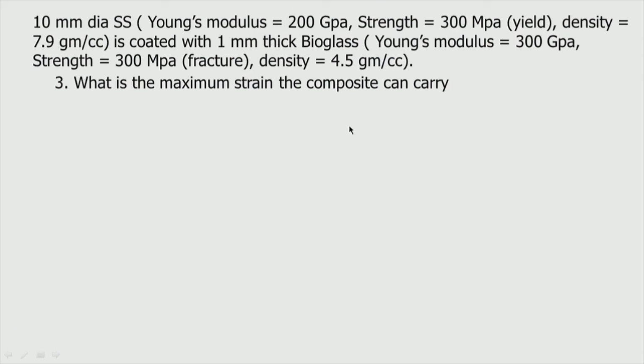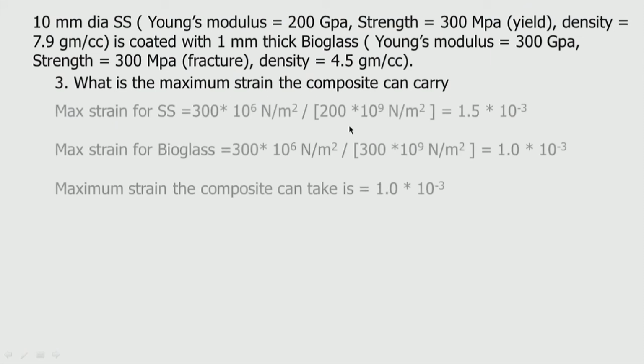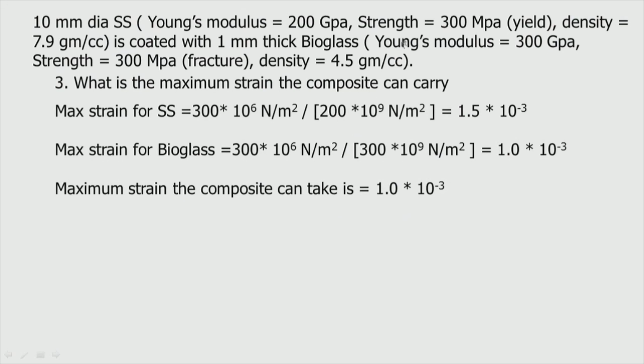Stress divided by strain is equal to Young's modulus, so strain is stress divided by the Young's modulus. For stainless steel, the Young's modulus is 200 gigapascal, so we convert into Newton per meter square. For the bioglass it is 300, so 300 into 10 power 9 Newton per meter square.